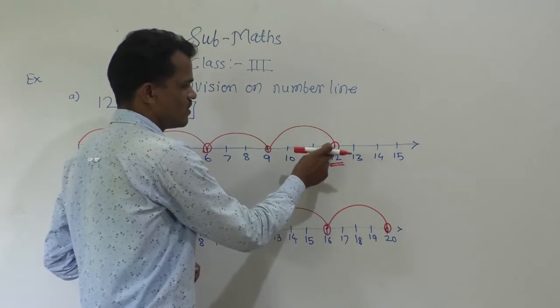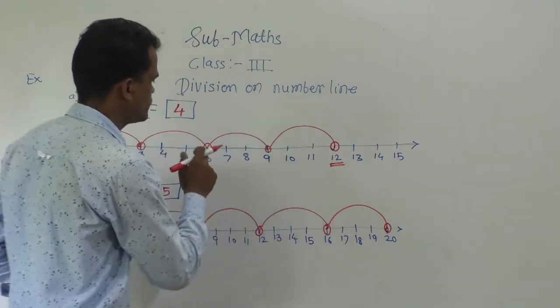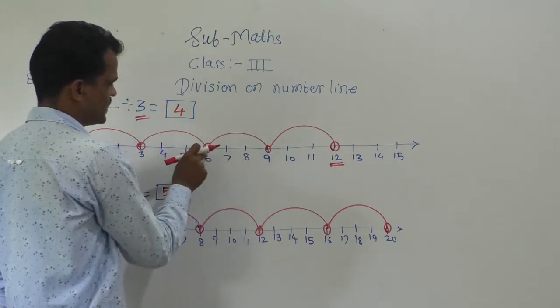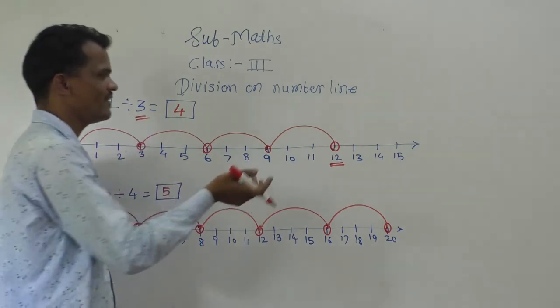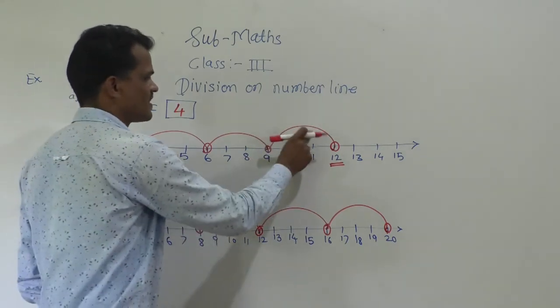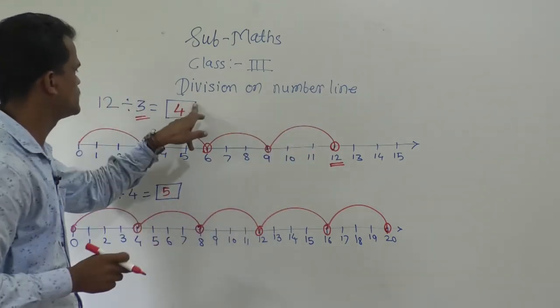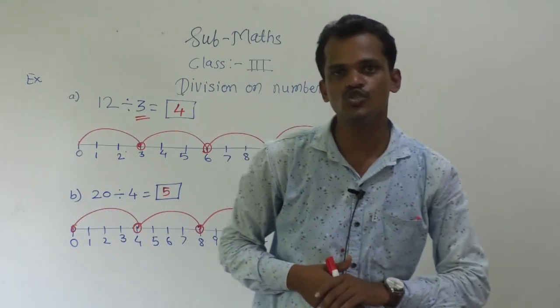See, backward counting, 1, 2, 3. So 12 to 9. Then again subtract 3 from 9. So 9 minus 3 is 6. Then 6 minus 3 is 3. And 3 minus 3 is 0. Then count how many times you subtracted 3, or count these half circles here. 1, 2, 3, 4. So 4 is the quotient. It is very simple. I hope you understood. Thank you.